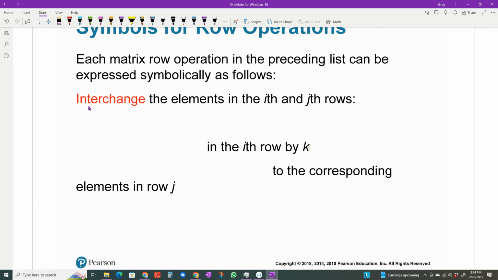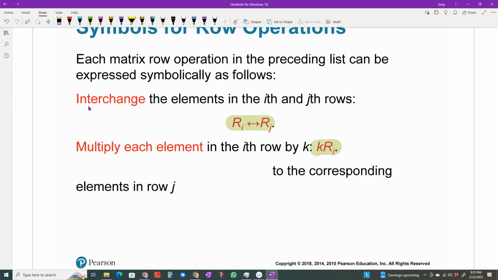So if you're going to interchange two rows, then you write it like that with an arrow pointing both ways between the rows that you're switching. If you're to multiply all the elements in a row by k, then you write k times big R, and the i is going to be whatever row you're multiplying by.